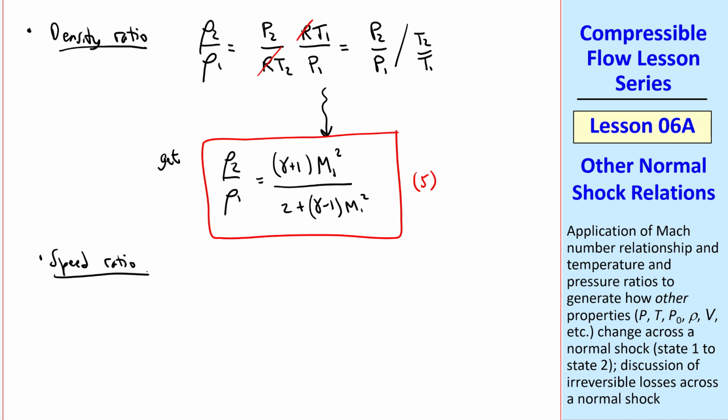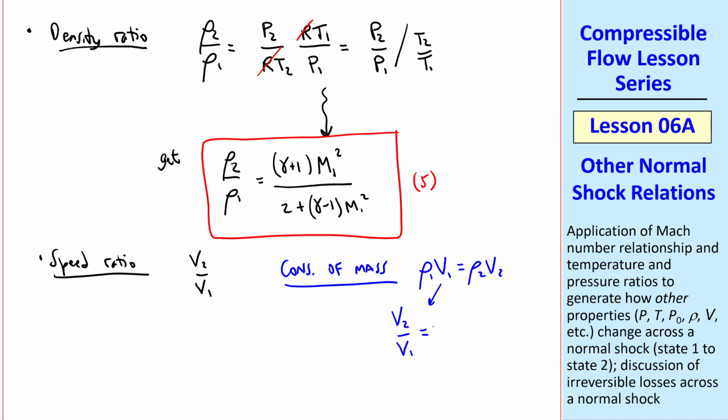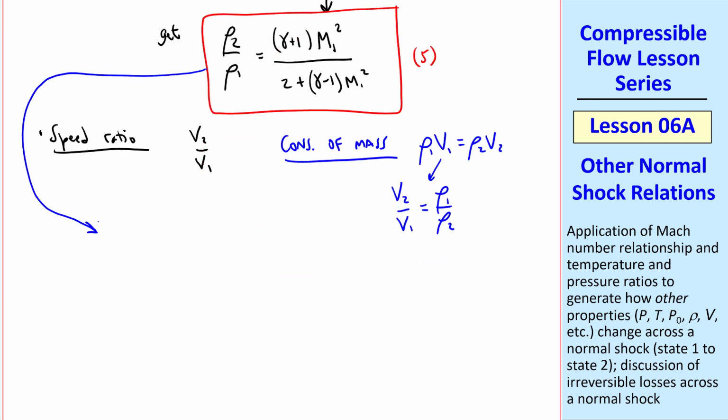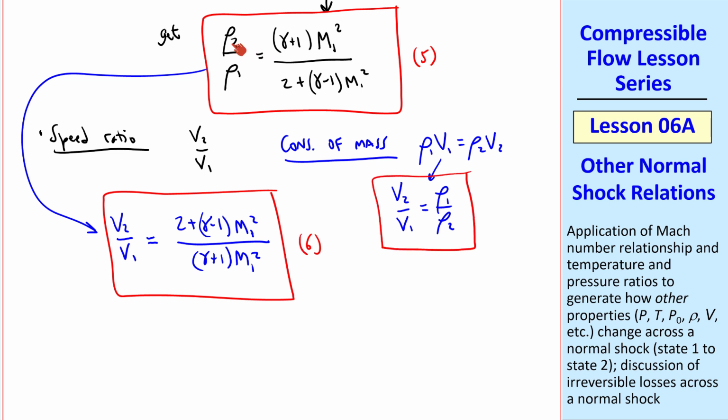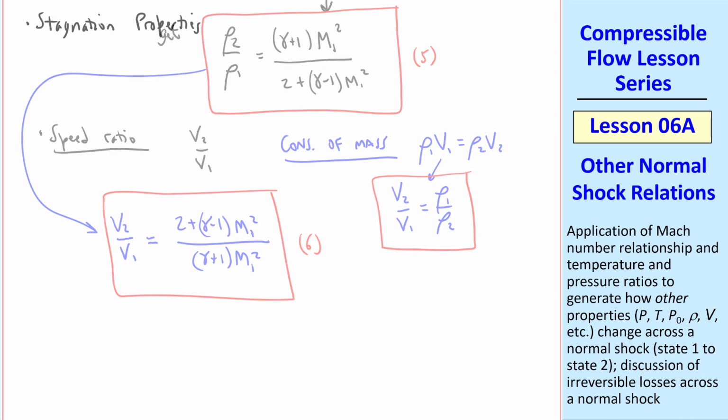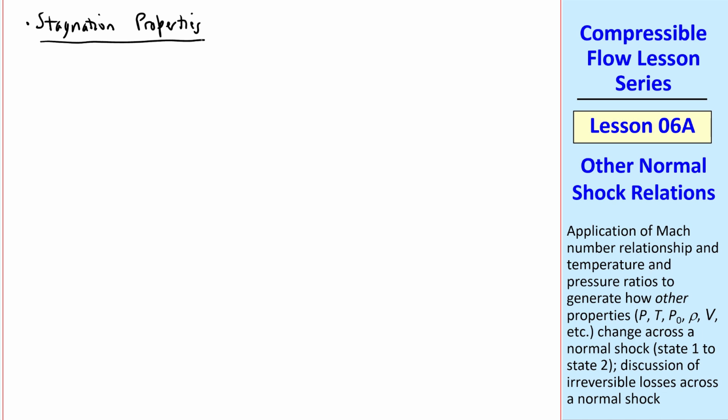Now consider the speed ratio, V2 over V1. Well, recall conservation of mass for this steady one-dimensional problem is rho1 V1 equals rho2 V2 across the shock, from which V2 over V1 is simply rho1 over rho2. So we can get V2 over V1 as simply the reciprocal of equation 5, and I'll call this equation 6, but it's usually easier just to calculate rho2 over rho1 and take 1 over that to get the speed ratio. Now let's consider stagnation properties.